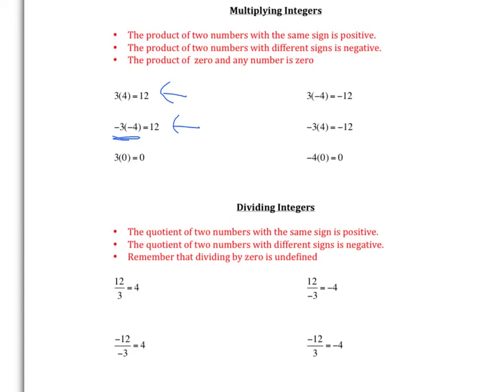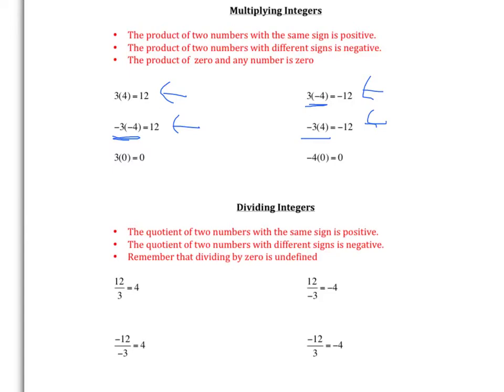The product of two numbers with different signs will come out negative. Anytime I have a positive times a negative or a negative times a positive, my product will be negative. So here I have positive 3 times negative 4, and my product is negative 12. Here I have negative 3 times positive 4, and it comes out to negative 12.